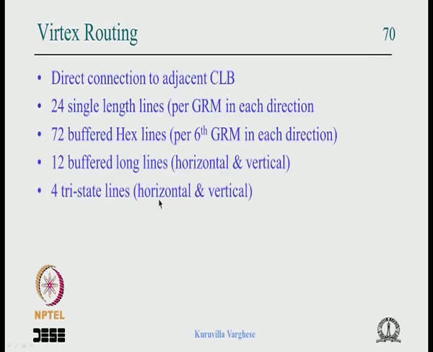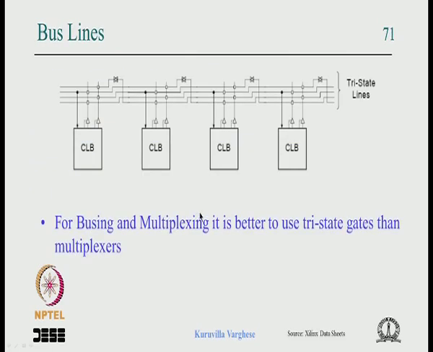So per channel there will be 4 tri-state lines, both horizontal and vertical, and there are separate lines which can form tri-state lines or busing. So every CLB has 2 outputs through a tri-state gate which is connected to some 4 common wires in some fashion. So essentially, the 2 outputs are connected to the 2 wires. So you can form a bus using this tri-state gate as the output of the CLB, that is possible.